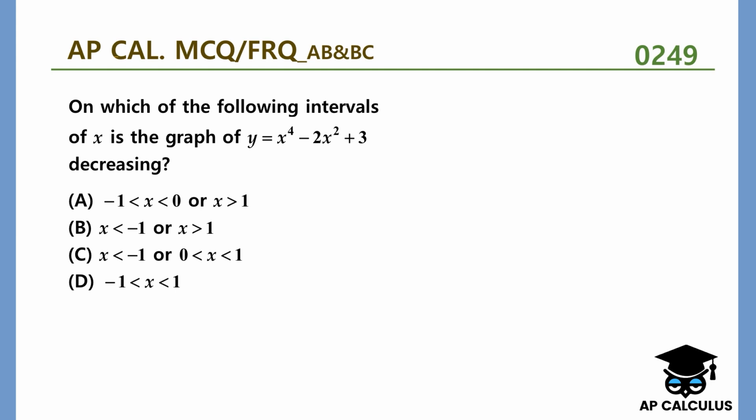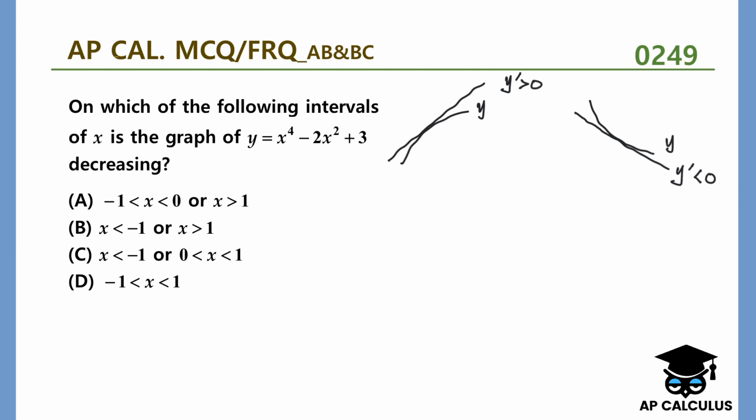Question 249. On which of the following intervals of x is the graph of this y function decreasing? We know that if y is increasing, then the slope of the tangent line, which is y prime, is positive, right? If y is decreasing, then the slope of the tangent line, which is y prime, is negative, right? The question is to look for the interval of x where this graph is decreasing, so we have to find the interval where y prime is negative.